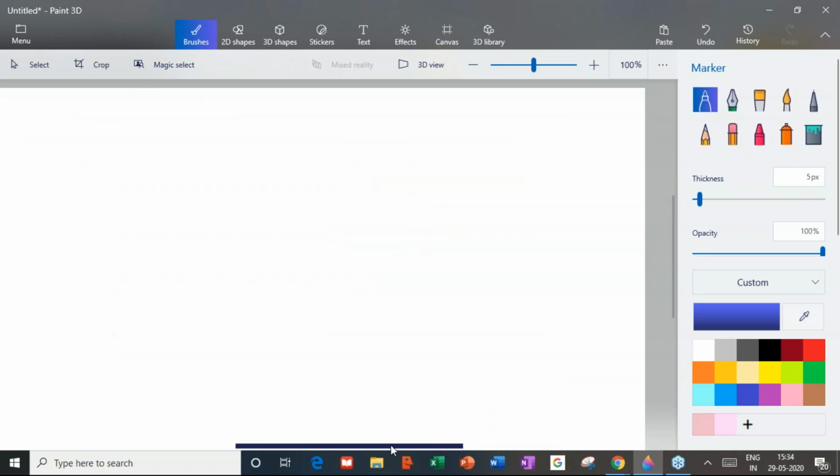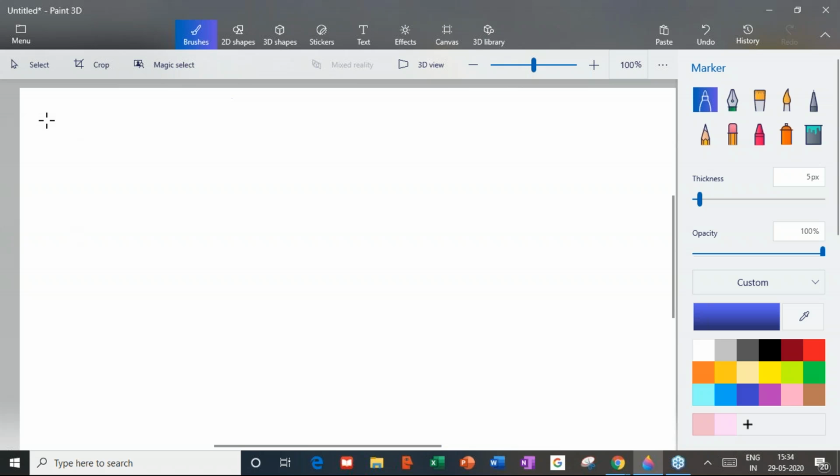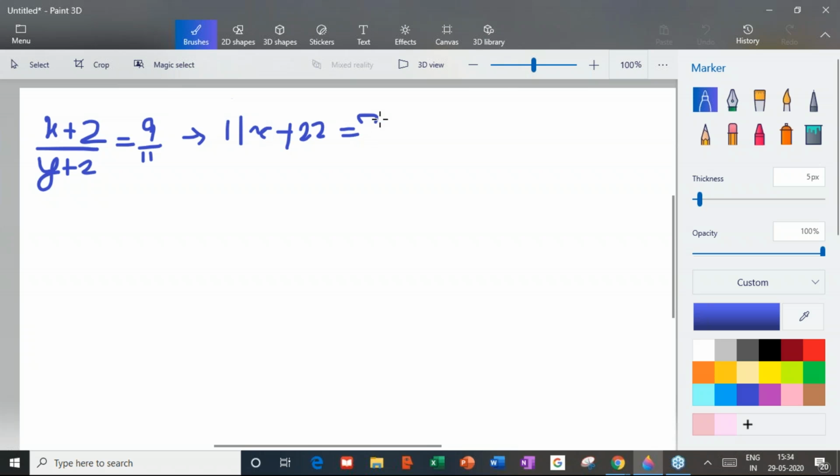So, the first equation is x plus 2 by y plus 2, giving you 9 by 11. So I'm just going to solve this first. It will become nothing but 11x, I'm cross multiplying, plus 22, is equal to 9y plus 18. Correct? Or I can say 11x minus 9y is equal to minus 4. Right?